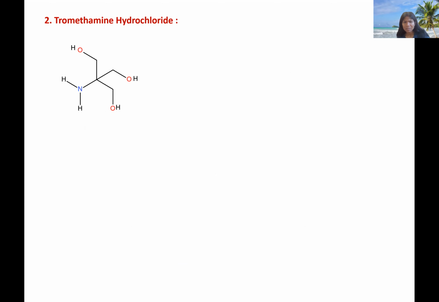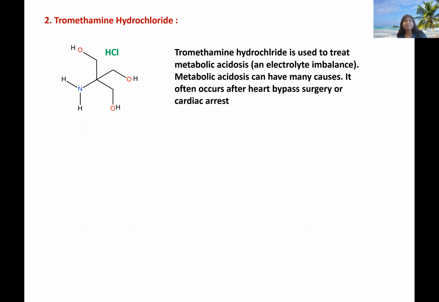This has a similar structure with HCl. So this is used to treat metabolic acidosis. This is an electrolyte imbalance. It can have many causes.